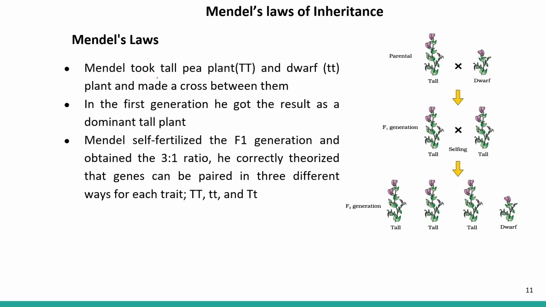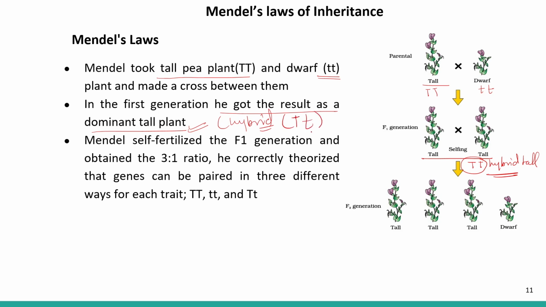Mendel took a tall pea plant, capital T, and the dwarf, small t, and made a cross between them. So here we can see this tall, capital T, and dwarf, small t. Now they are having a cross between them and they all got capital T, small t. That is the hybrid tall. So in the first generation, he got the result as a dominant tall plant, but this dominant is the hybrid tall. That is the capital T and small t, right?